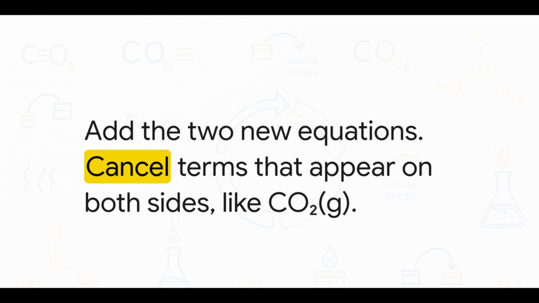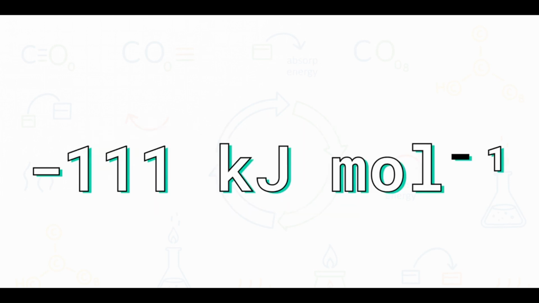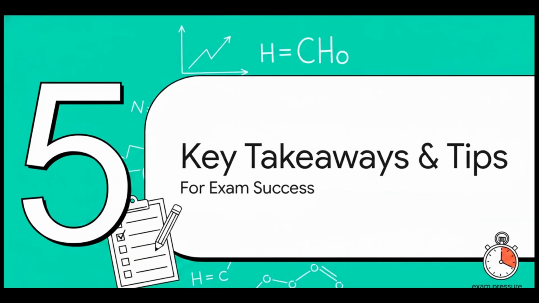And would you look at that? We are left with our exact goal equation. And since we added the equations, it's as simple as adding their enthalpy values. So negative 394 plus 283 gives us our final answer, negative 111 kilojoules per mole. How cool is that? So you've seen the two methods.